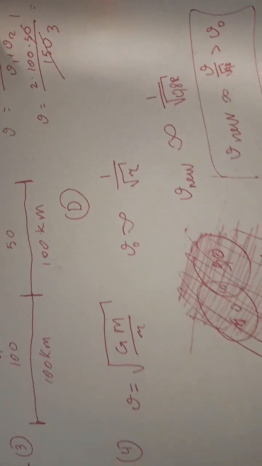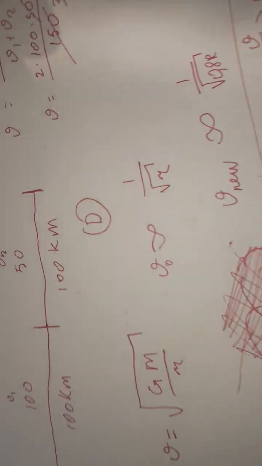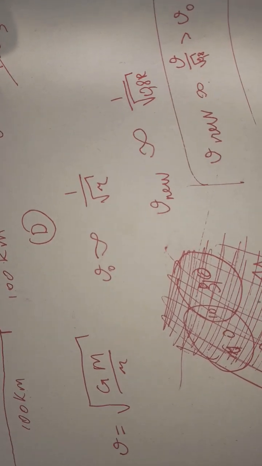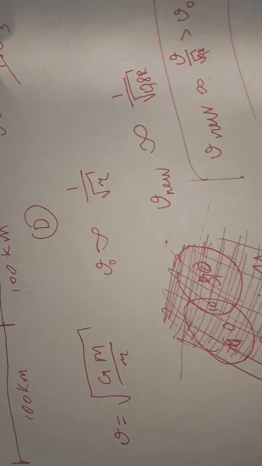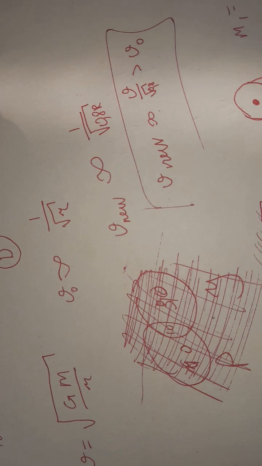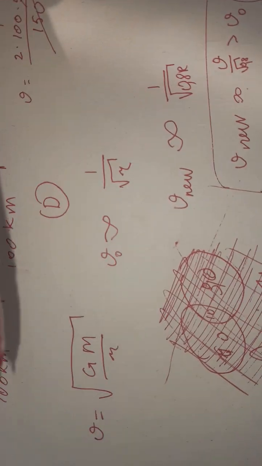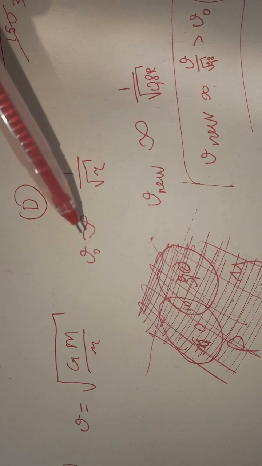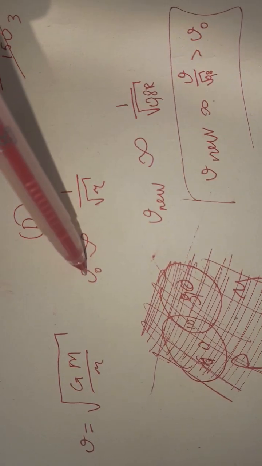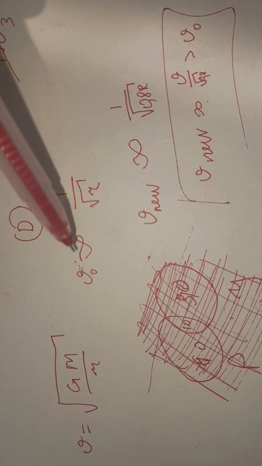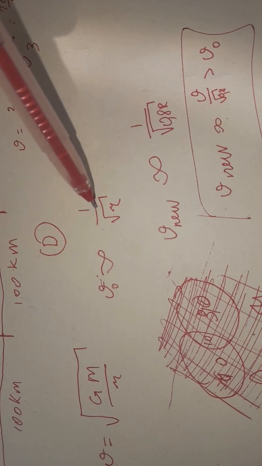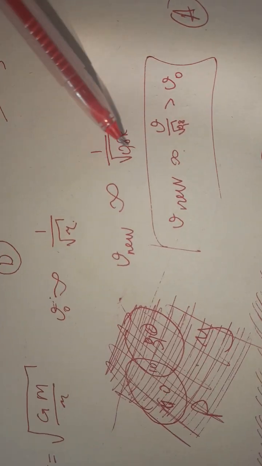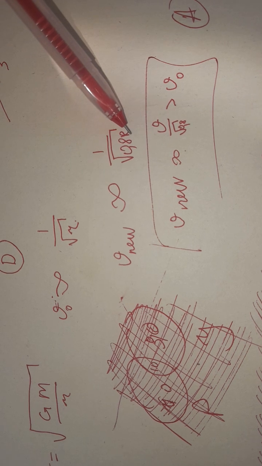The fourth question says, what will happen with the speed of a satellite when the radius becomes smaller? So this is the formula of speed. So the speed is inversely proportional to the root of distance. So new r is 0.8 r.